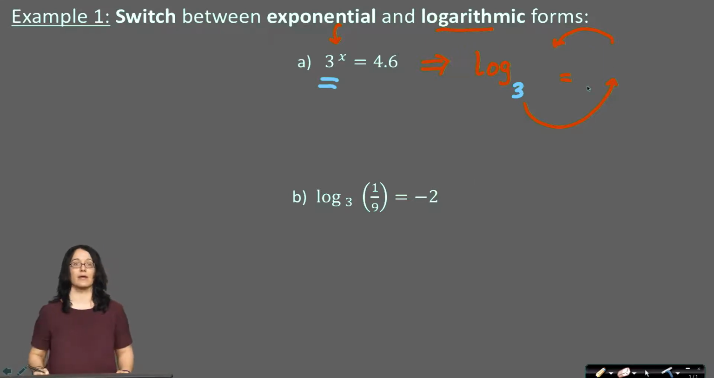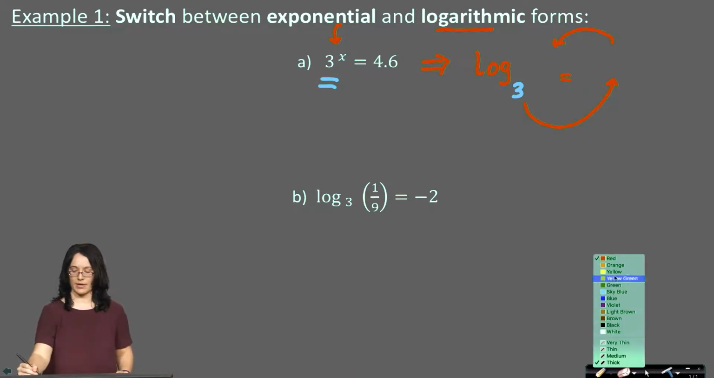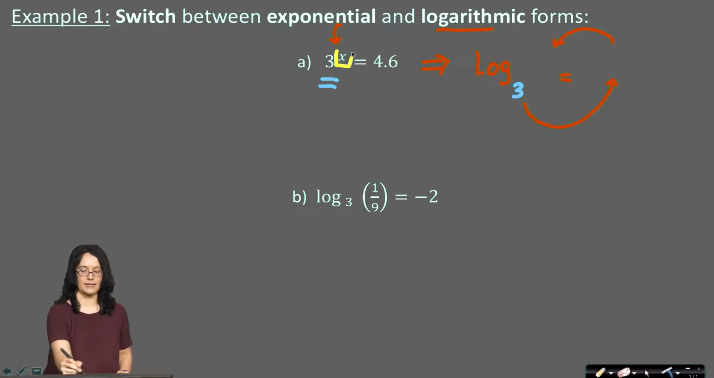Base to my power equals my argument. You might want to write that in your notes. Base to my power equals my argument. So if the base was 3, what was the power? That's right, the power was x. So we're going to say 3 to the power of x equals my argument.